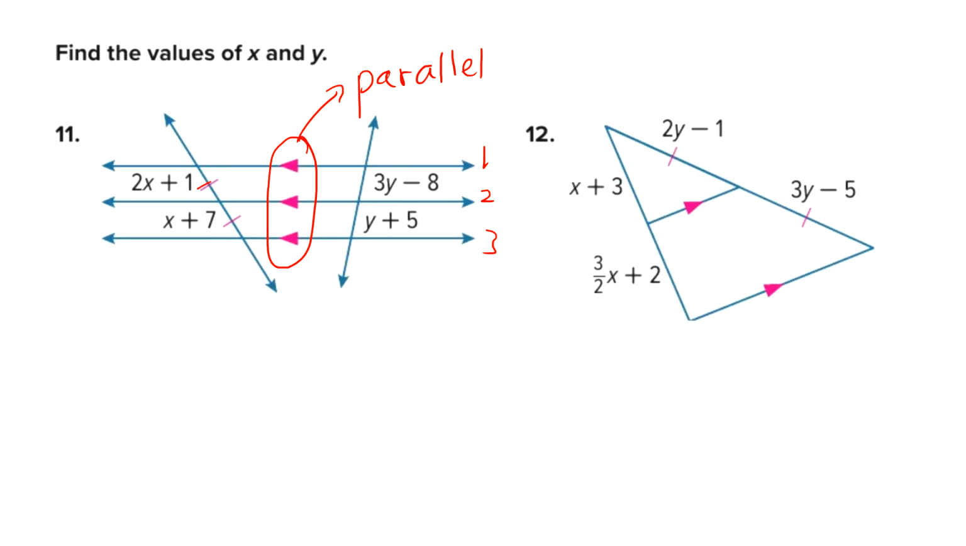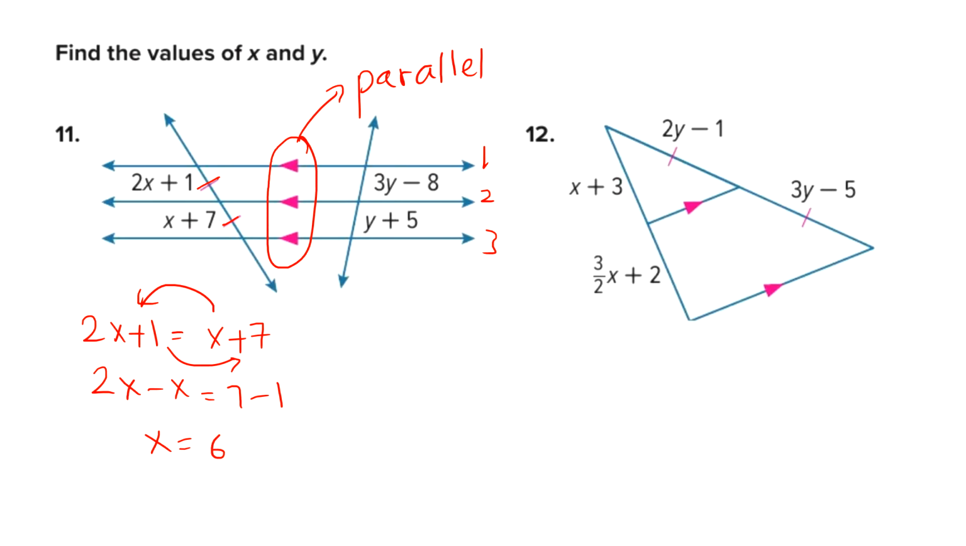The second marking is this one and this one. They indicate that these two lengths are equal. So can I say 2x plus 1 is going to be equal to x plus 7? Let's solve for x. I'm going to move this x here, it becomes minus. I'm going to move this 1 to the other side. Again, it becomes minus. So x is 6. We've got one answer for the value of x.